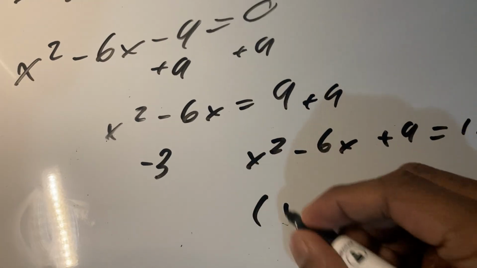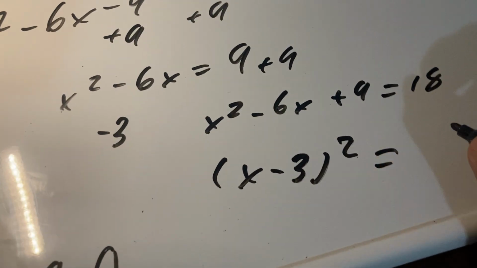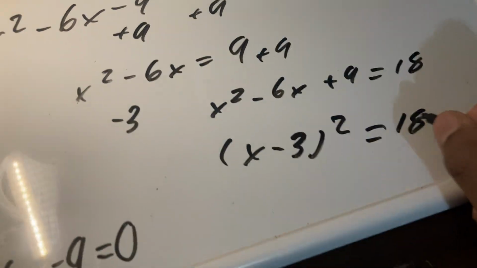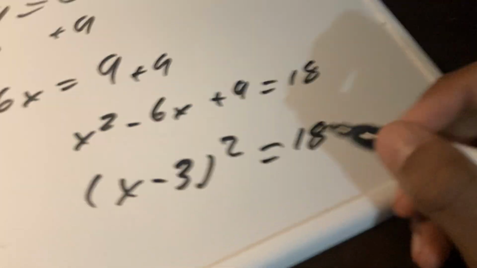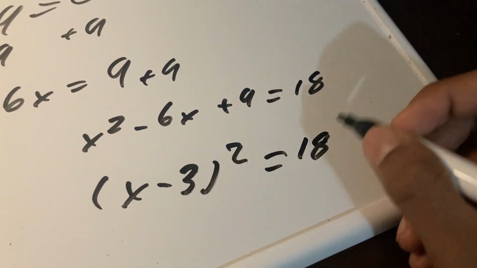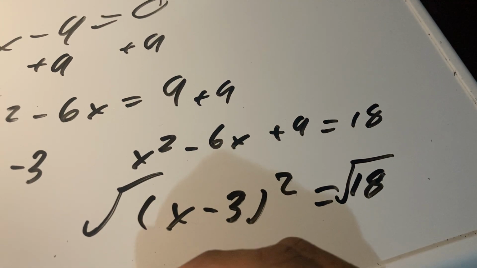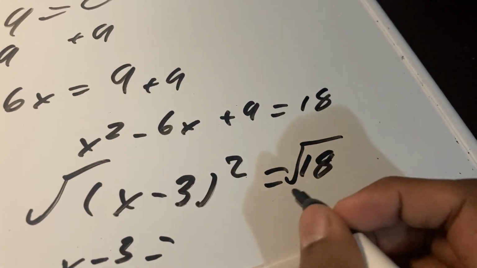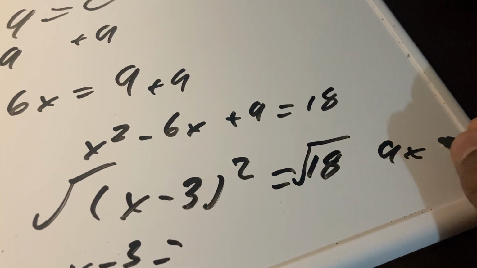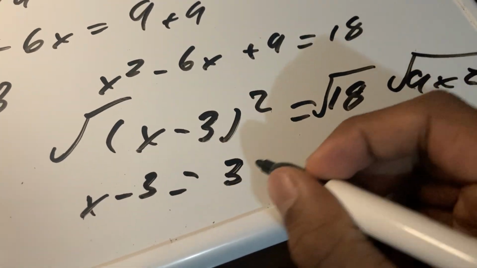And that comes to be x minus 3, squared. Well, this is going to be a tricky one because we can't really square root and simplify this to an actual integer, but we'll try. So we'll have the square root of this and the square root of 18. This becomes x minus 3 equals, well, if you watched the last video, you would know that this would be 9 times 2, which becomes 3 square root of 2.